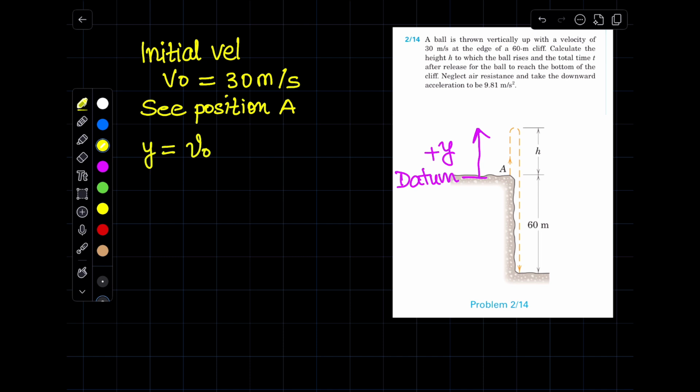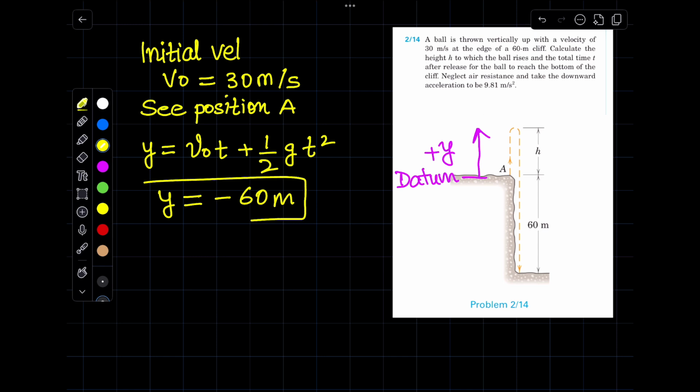So in this problem, we can use the normal formula for the y is equal to v naught multiplied by t plus half gt square. See here that we assume the datum from the position A. So if we have to write the height y, I will write the minus 60 meters because it is minus from my datum or reference point.